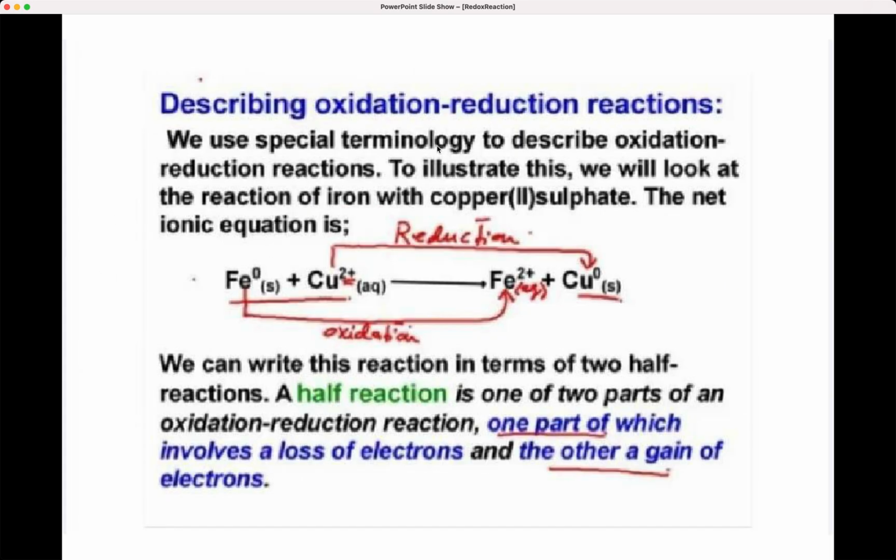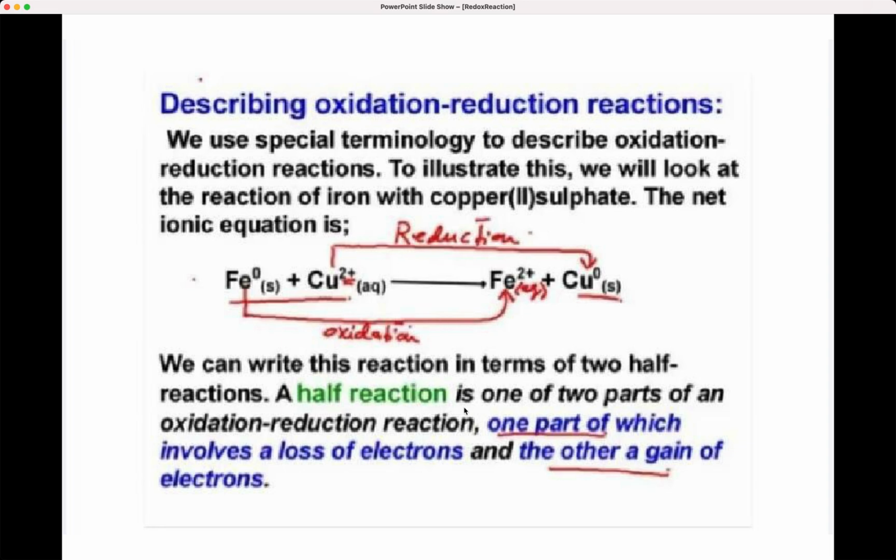Now, how can you describe an oxidation reduction reaction? We use special terminology to describe oxidation reduction reactions. Now, we look at this particular reaction of iron with copper sulphate. The ionic equation is given: Fe plus Cu2+ giving Fe2+ plus Cu, copper metal. If you watch carefully, you can see that the iron oxidation state is increasing from 0 to plus 2. Because it is increasing, it is oxidation, whereas copper Cu2+ gets reduced to 0. That part is the reduction part.